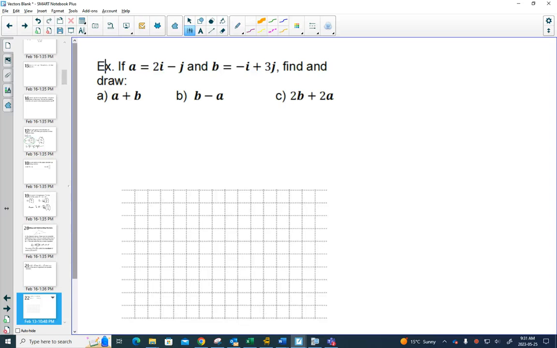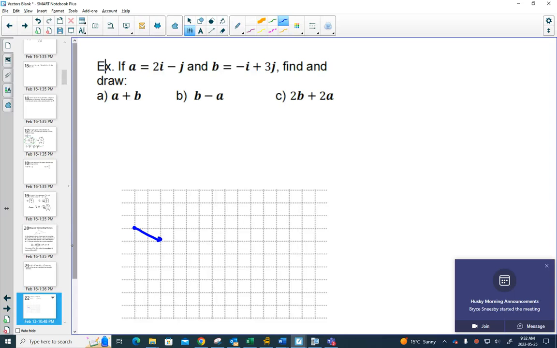First, we'll do this the long way, just once. We'll do A plus B on the graph. A is 2I minus J. So if I wanted to draw A, I can start here, 2 in the x direction. There is vector A. Vector B is 1 to the left and 3 up. So I could start here, 1 to the left and 3 up. This is vector B.